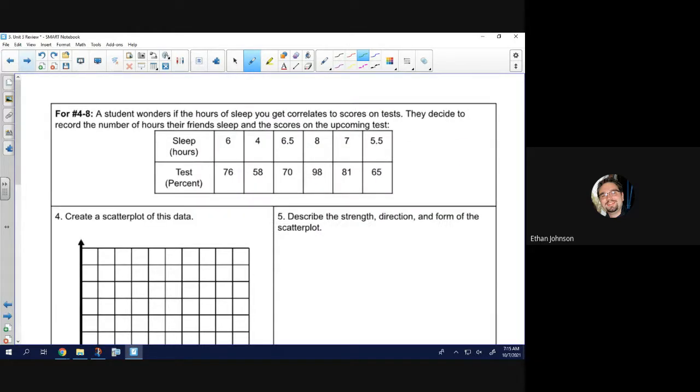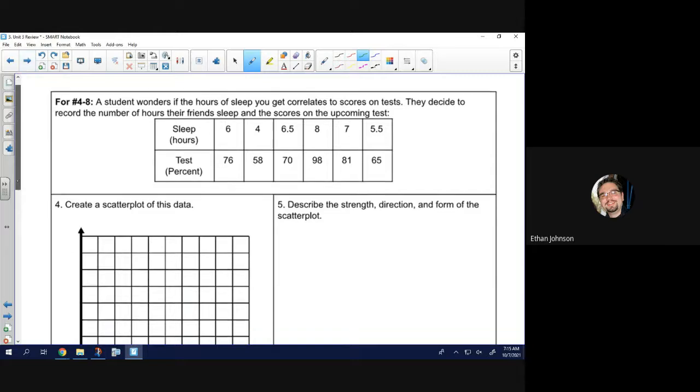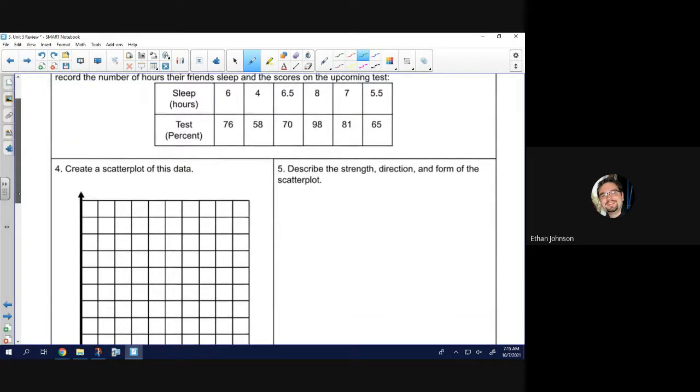Next. For number 4 through 8, a student wonders if the hours of sleep you get correlates to the test scores on tests. They decided to record the number of hours their friends sleep and the scores of their upcoming test. 4 wants us to create a scatter plot.